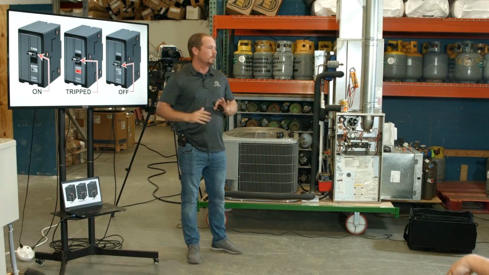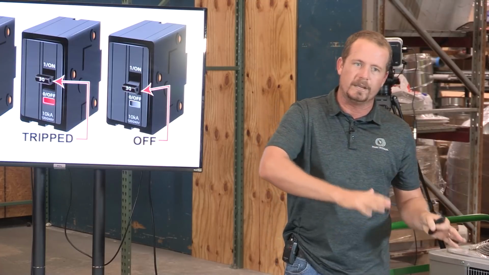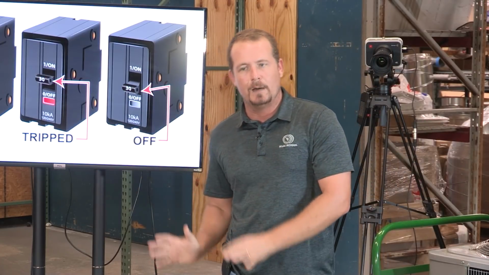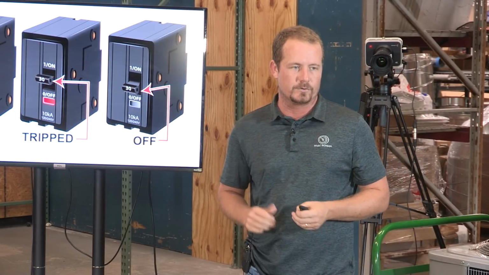So once a breaker trips, don't keep resetting it. And if it instantaneously trips, you're looking for a short circuit, specifically, most commonly, a grounded condition. That's the most common, but you can have a leg-to-leg short as well.